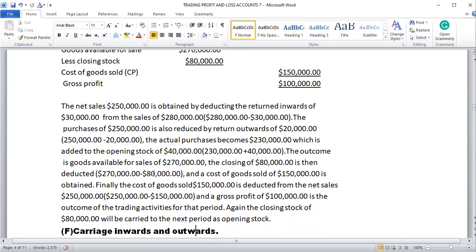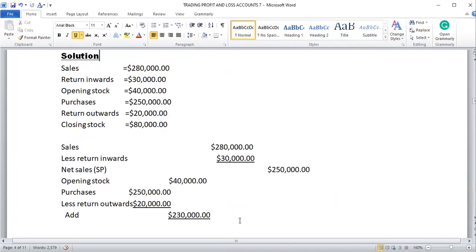$270,000 minus $80,000, and the cost of goods sold of $150,000 is what is obtained. Finally, the cost of goods sold, $150,000, is deducted from the net sales, $250,000. That is $250,000 minus $150,000, and a gross profit of $100,000 is the outcome of the trading activity for the period. Again, the closing stock of $80,000 will be carried to the next period as opening stock. So all that's what I'm explaining here.